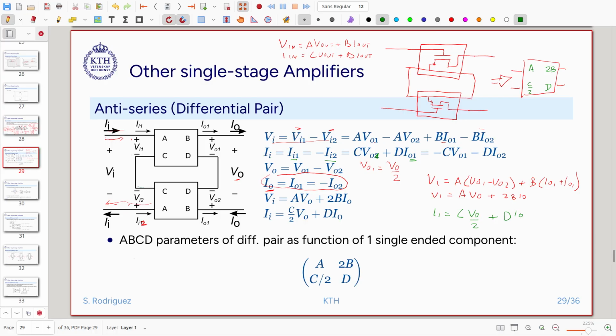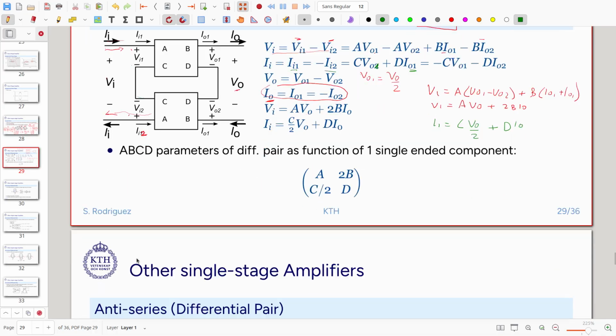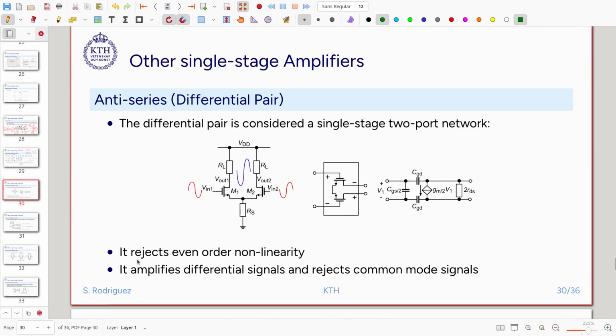Also, we are going to show a model that we will use for small signal for this one based on these ABCD parameters. But first, let's talk about how it actually works. So the differential pair, even though we use two transistors, we consider it a single block, a 2-port network, and the transistors are here.